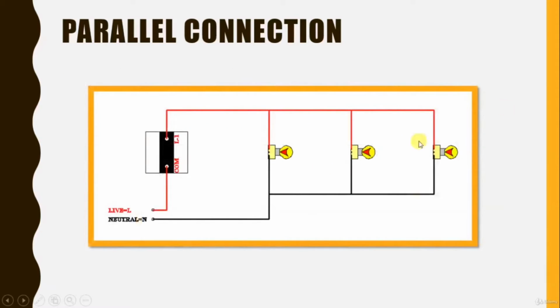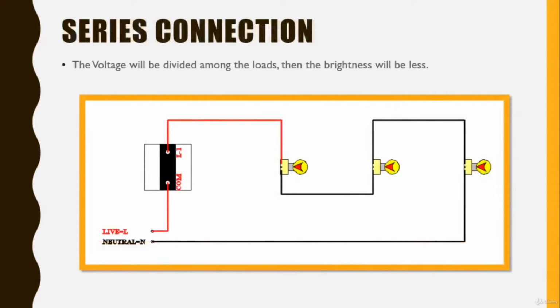Yeah, this is what we've done previously. Loops for live wire and loops for neutral wire. That's it. We don't use or apply the series connection because the voltage will be divided across the loads, which will make the brightness to be less.